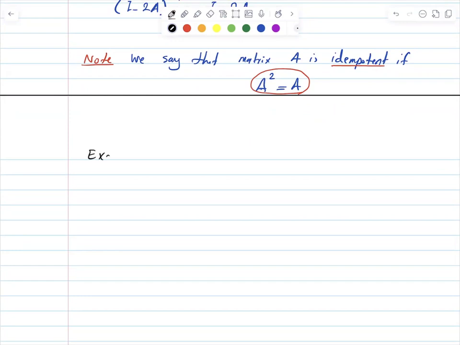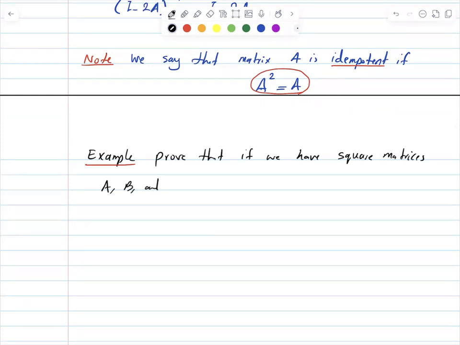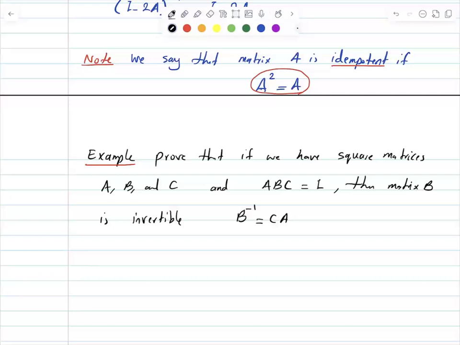Let's take a look at another example. In this example, we want to prove that if you have three square matrices A, B, and C, and if you multiply these together, the product is equal to the identity matrix, then matrix B is invertible, and the inverse of B is equal to C times A. So what's the sketch of the proof here?